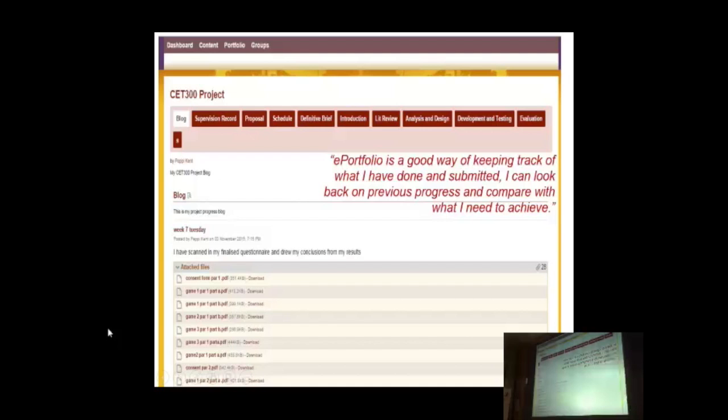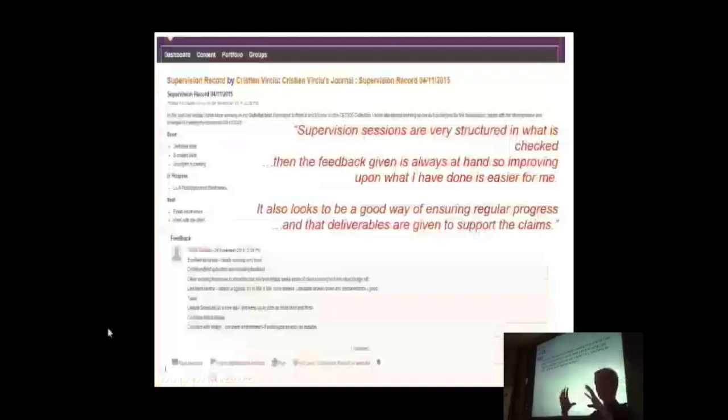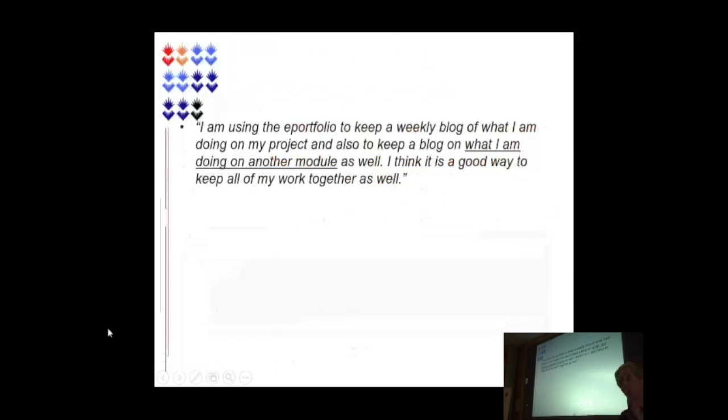So a student here uploading lots of different types of files, stuff that she's been working on. And I like this. We didn't necessarily have a picture that went with this because we were only looking within one single module. But this student's saying actually he's keeping an e-portfolio for what he's doing on his other modules as well, which I think is quite nice to see.